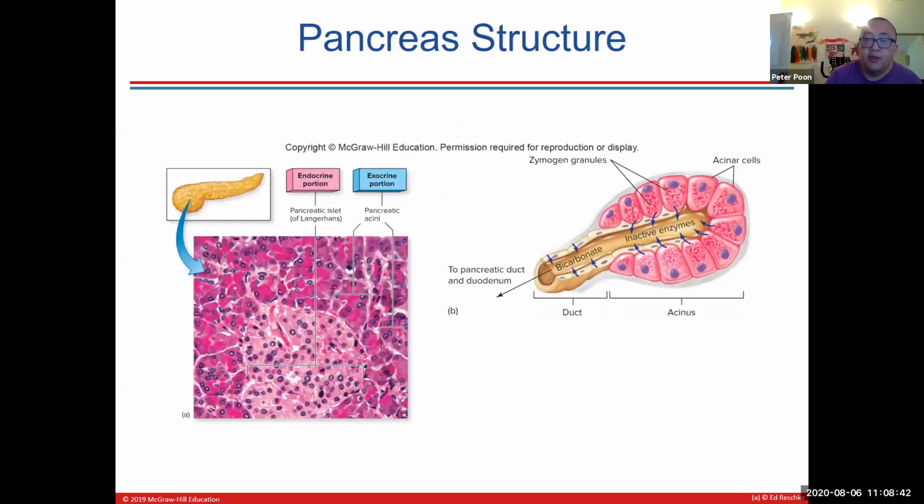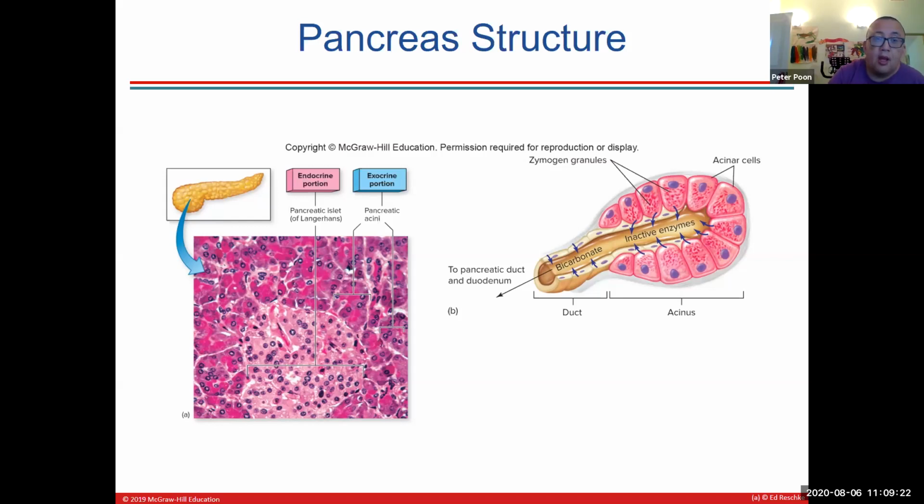Pancreatic juice has two components. One is the inactive enzymes, also known as zymogens. Zymo, enzyme, generating. These are inactive enzymes that will go into the small intestine, get activated there, and work in the small intestine. Because if you turn on these enzymes too early, they'll digest away the pancreas, and that is something that actually happens in pancreatitis.